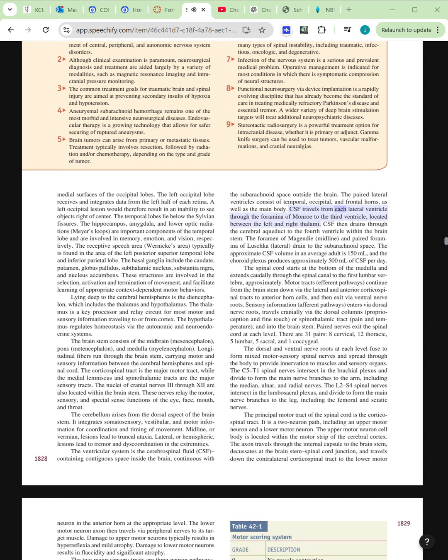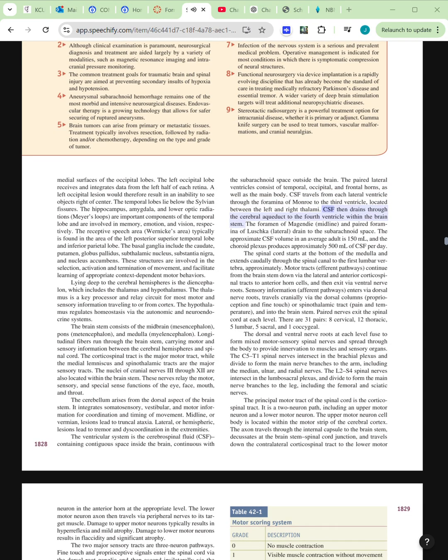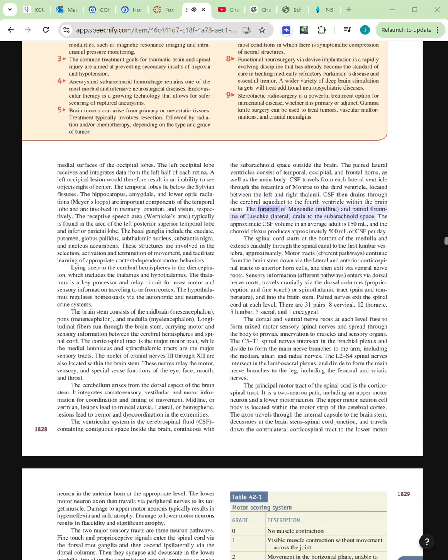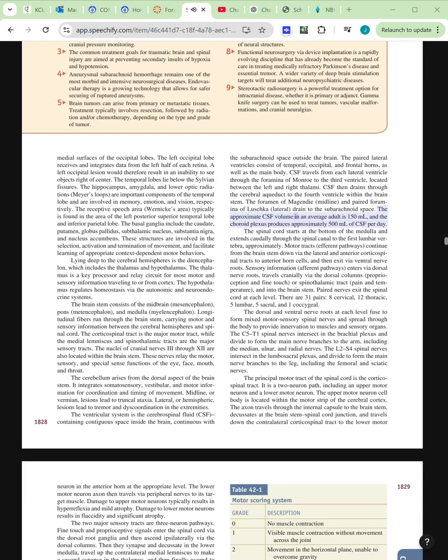CSF travels from each lateral ventricle through the foramina of Monro to the third ventricle, located between the left and right thalami. CSF then drains through the cerebral aqueduct to the fourth ventricle within the brainstem. The foramen of Magendie and paired foramen of Luschka drain to the subarachnoid space.